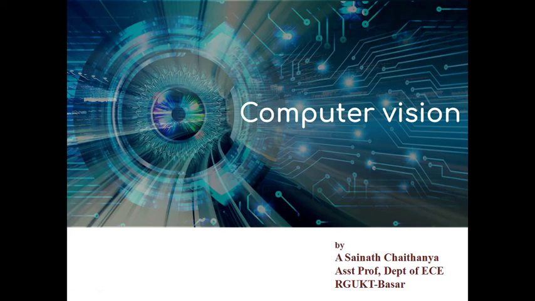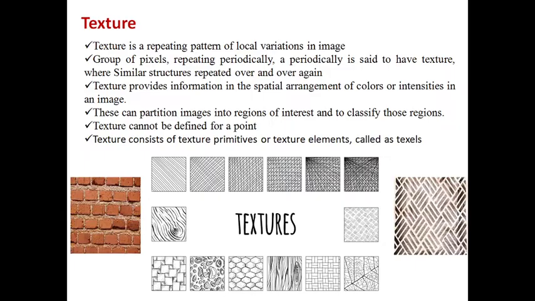Hello everyone, welcome to the lecture series on computer vision, and for today's discussion we have texture. So what is texture and what is its significance in classification problems? Texture is defined as a group of pixels repeating periodically or aperiodically, where similar structures are repeated over and over again in the given image.